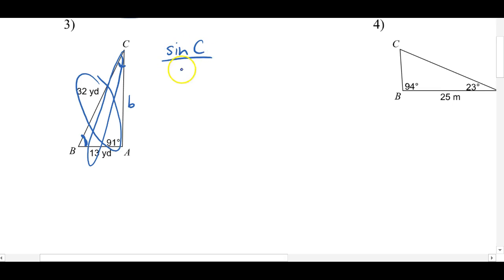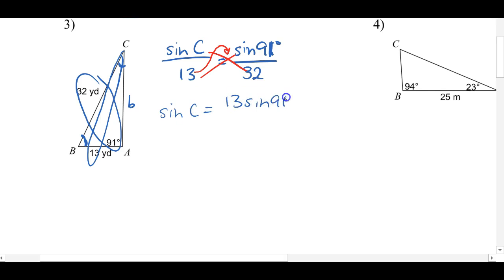So now sine of C over 13 yards. Remember, I'm looking for the angle, so I want the sine on top this time. And then the sine of 91 degrees over its opposite side, 32. Now again, the first couple steps are the same. Cross multiply, and that means I'm going to bring this 13 up here. So now it's the sine of C equals 13 times sine of 91 degrees over 32.